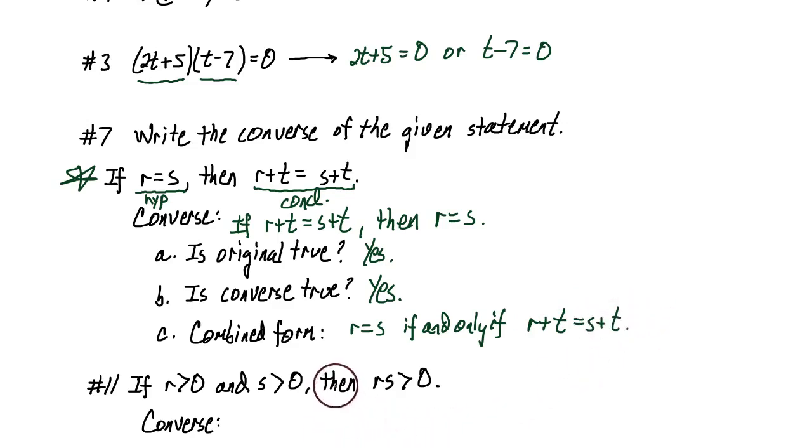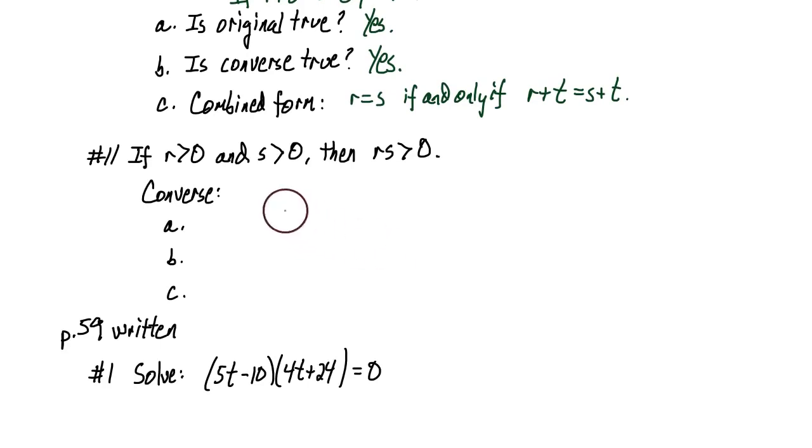If you ever see a sentence in math and in the middle of the sentence it has the phrase if and only if, that communicates to you that there are two if-then sentences that are true. First, if r equals s, then r plus t equals s plus t. And second, if r plus t equals s plus t, then r equals s.